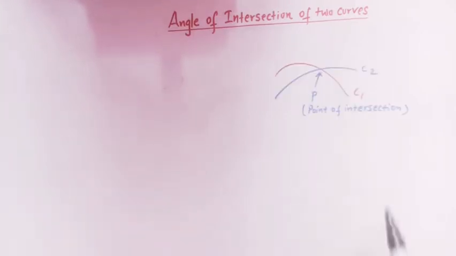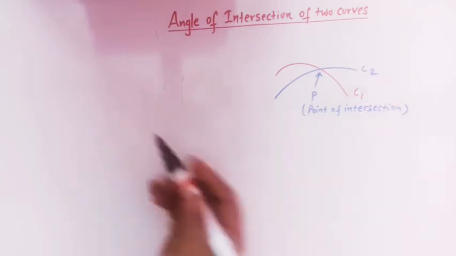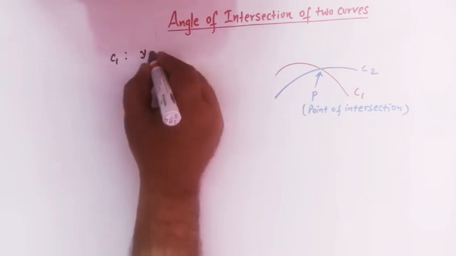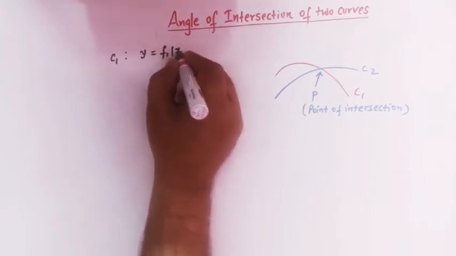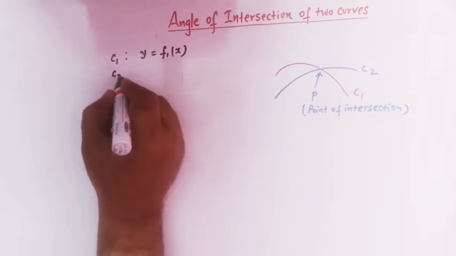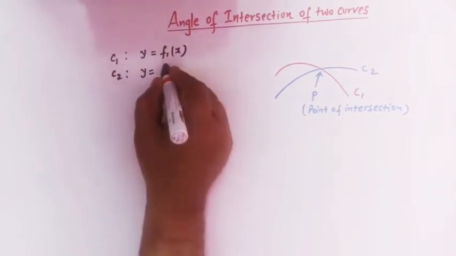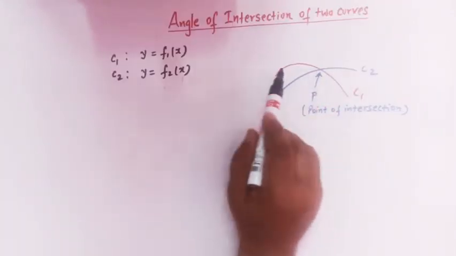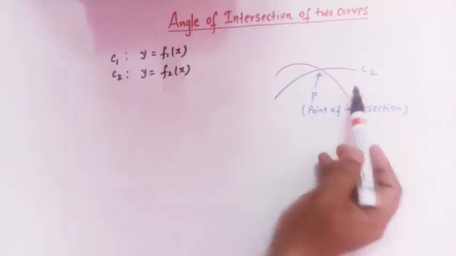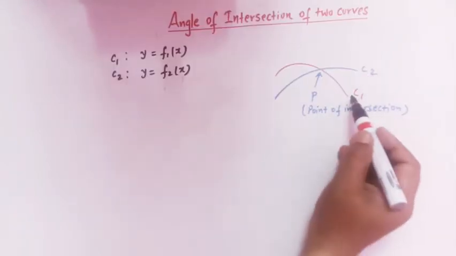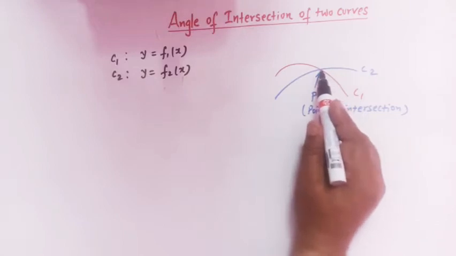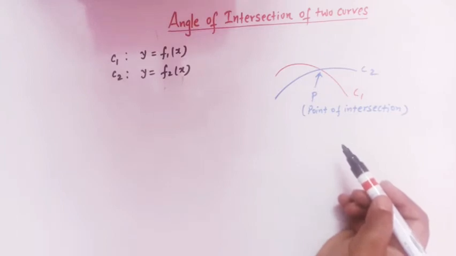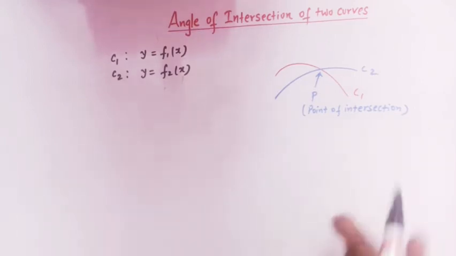Now here let us consider the curves C1 and C2. Suppose the equation of the curve C1 is y is equal to f1 of x, and the equation of the curve C2 is y is equal to f2 of x, right? Now we have to find the angle of intersection between these two curves C1 and C2. Now here we see that C1 and C2 intersect at the point P, right? So point P is the point of intersection. Now we have to find the angle between these two curves.